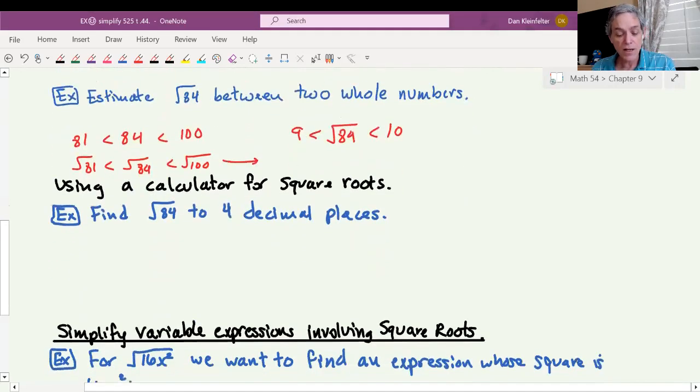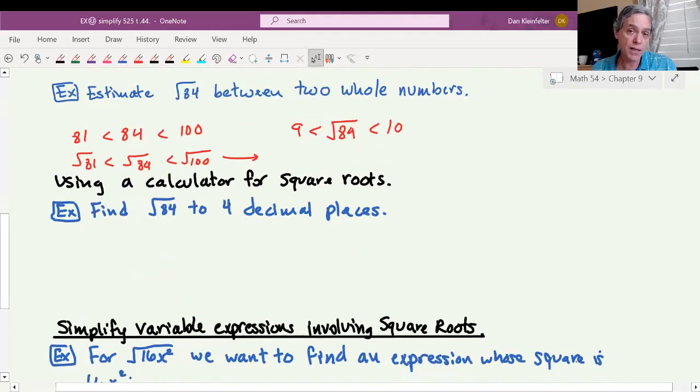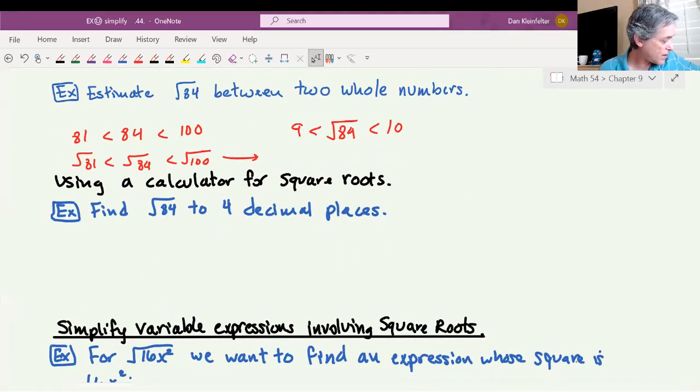Okay. You can use a calculator to find square roots. How you do this depends on the kind of calculator you have, so I can't really help you with that. But let's try. We want the square root of 84. Now we know that it should be between 9 and 10, but it says to 4 decimal places. So that sounds like 9.1652.